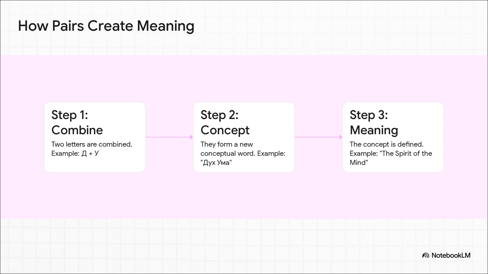Now, what's really interesting about this slide is seeing how it works in practice. So you combine 2 letters and poof, you get a new concept. Take D and U. Together, they form Duma, which translates to the spirit of the mind. Or let's combine F and D. You get Phoneme-to-grapheme, the find necklace, a beautiful symbol of elegant connection.